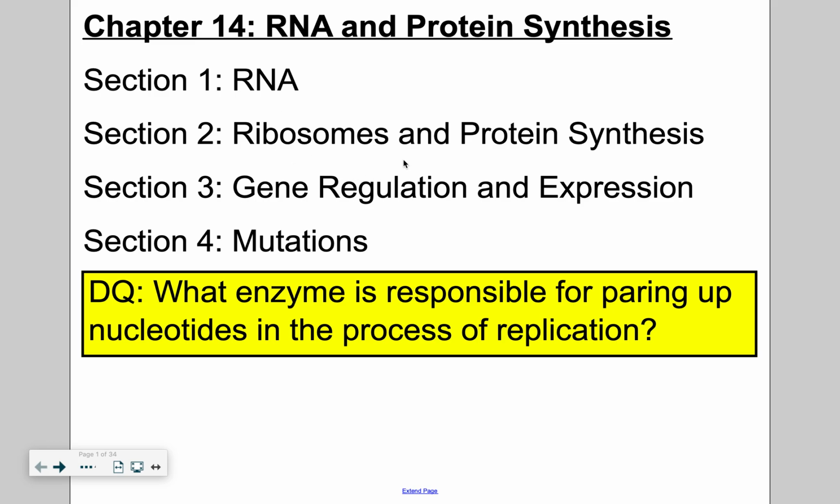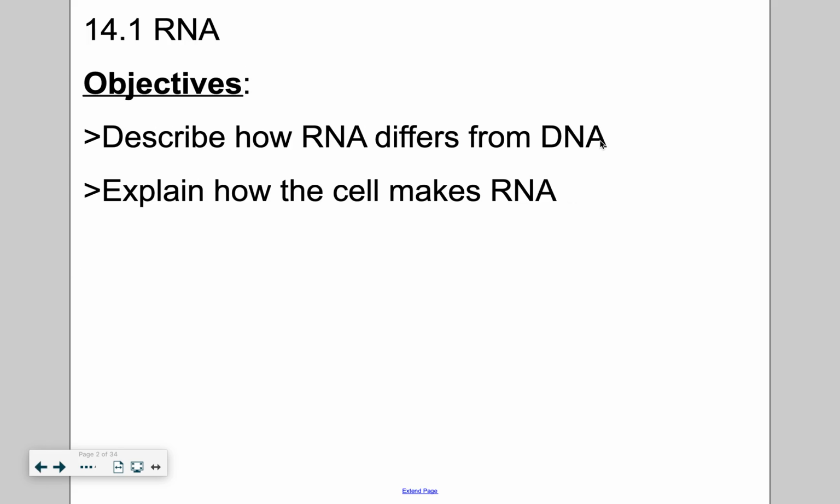And then from there, we'll talk about how proteins are made, because proteins are essentially the reason why we are different from each other. Eye color, it's because different proteins were made for that different color, or skin color, or just everything. So DNA is the information molecule, but proteins are the ones that are really doing the work, that are the reason why organisms have variations. So here we go. Today's learning objective: describe how RNA differs from DNA. There's several different ways. And then how the cell makes RNA.